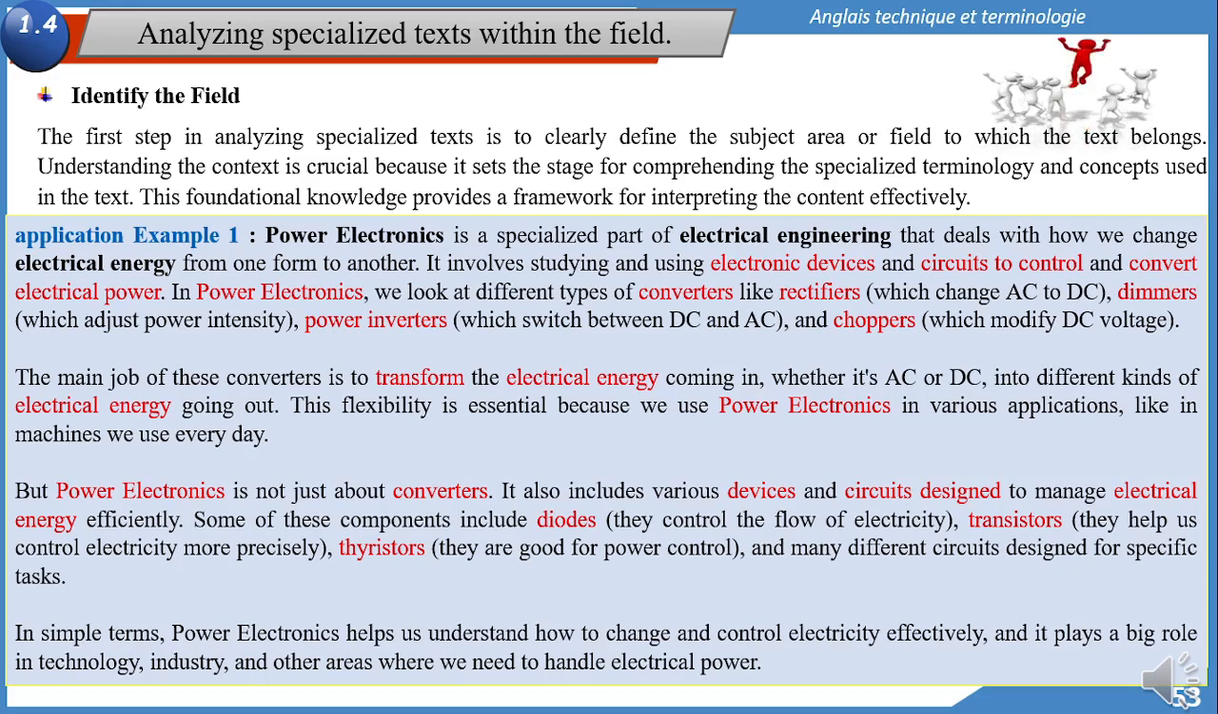Some of these components include diodes. They control the flow of electricity. Transistors. They help us control electricity more precisely. Thyristors. They are good for power control. And many different circuits designed for specific tasks. In simple terms, power electronics helps us understand how to change and control electricity effectively, and it plays a big role in technology, industry, and other areas where we need to handle electrical power.